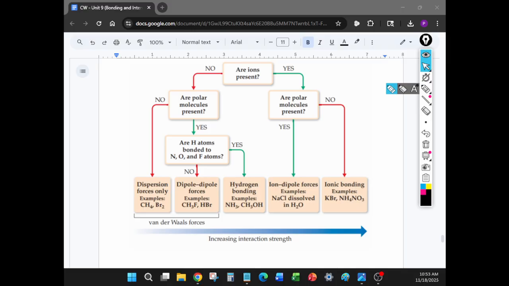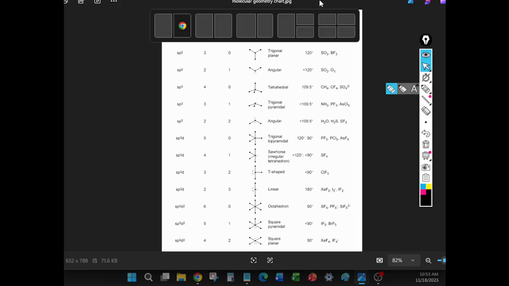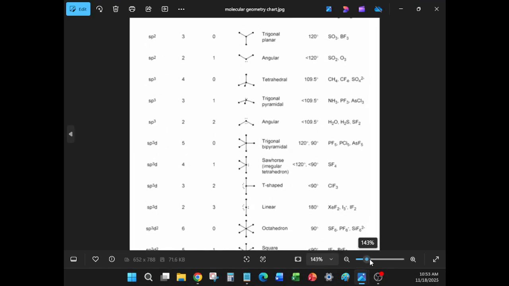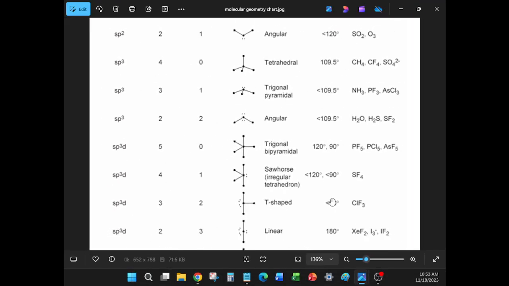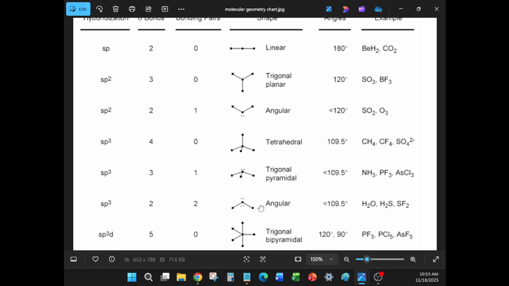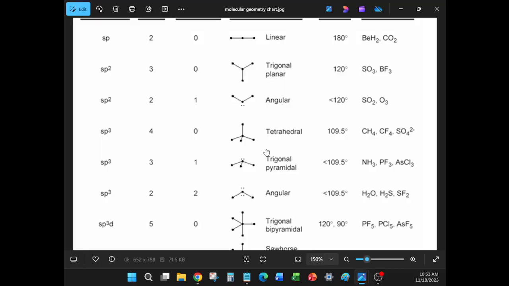Okay. Let's talk real quick about the geometry chart, because I told you there are things you need to memorize, and you don't need to memorize all of them, but I'm going to tell you what you need to know for your test and for the AP test. Okay, so if you have your geometry chart, this will be a good time to take it out so you can make some notes.